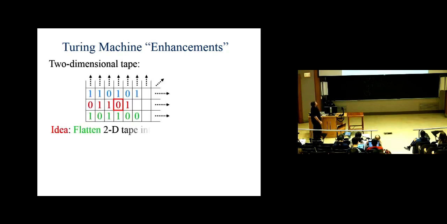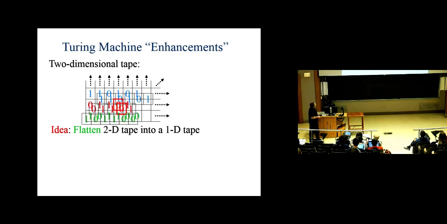More enhancement. What if the tape was 2-dimensional? If the tape was 2-dimensional and you had arbitrary number of rows, and each row was infinitely going to the right in terms of size, would a 2-dimensional tape get you anything more in terms of recognition power? And the short answer is no.